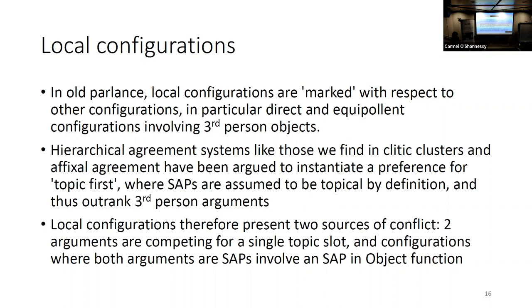In hierarchical agreement systems like the ones that we find in many clitic bound pronominal systems as well as affixal agreement systems, we have a preference for what's been argued to be topic first. We have speech act participants who are assumed to be topical by definition and thus outrank third person arguments. So the hierarchical agreement system is organized on that basis. The SAPs outrank third person, and so they either precede third person in a prefixal system or they are expressed in preference to third person arguments altogether in systems like that. So local configurations present two sources of conflict. One is that we've got two arguments competing for a single topic slot, and we have configurations where both arguments are speech act participants, but where one of them is a speech act participant in object function, which is a dispreferred association between role and reference.